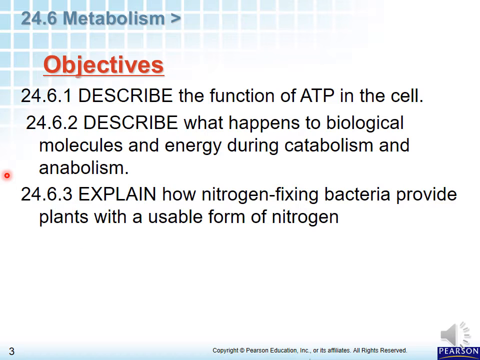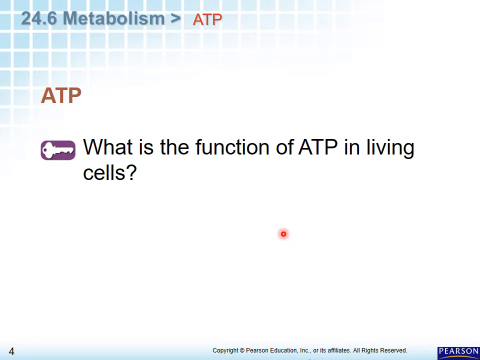In this lesson, students, our main objectives are: describe the function of ATP in the cell, describe what happens to the biological molecules and the energy during catabolism and anabolism, and explain how nitrogen-fixing bacteria provide the plant with a usable form of nitrogen. So let's start with ATP.